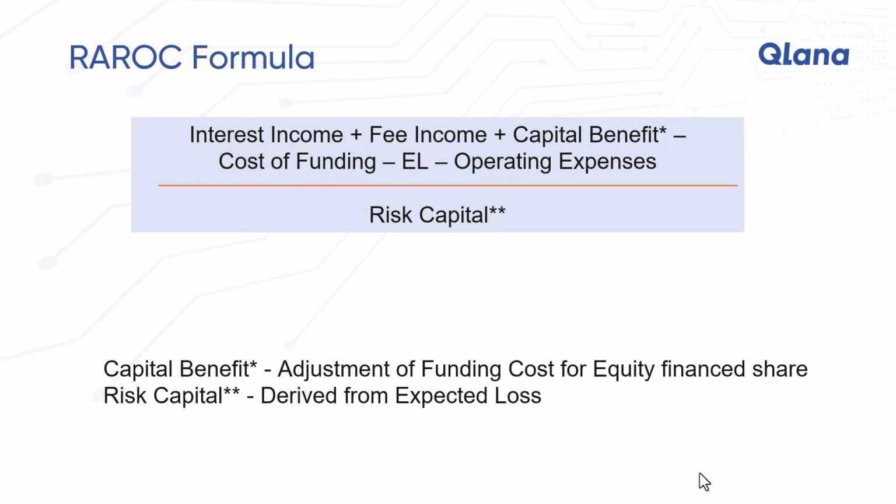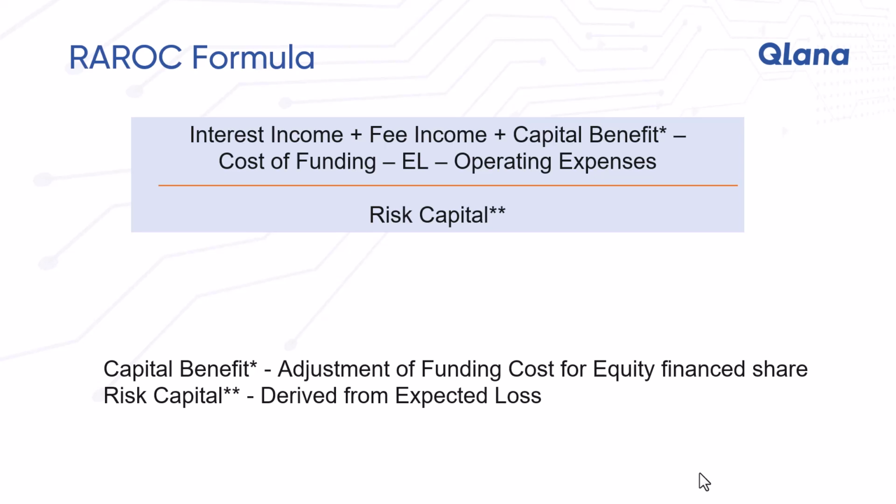We look at all the revenues that are generated from the loan. This could come from interest income or fee income. And we put all expenses against that. They usually consist of operating expenses, expected loss, and funding expenses, meaning the cost to borrow funds to finance the loan.